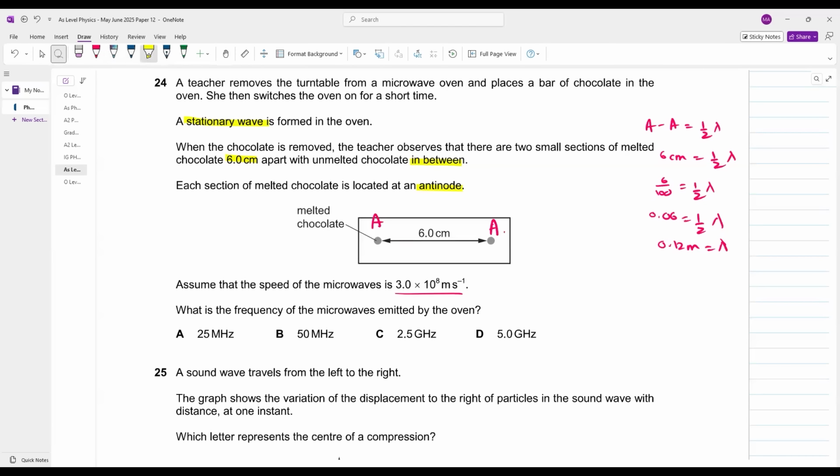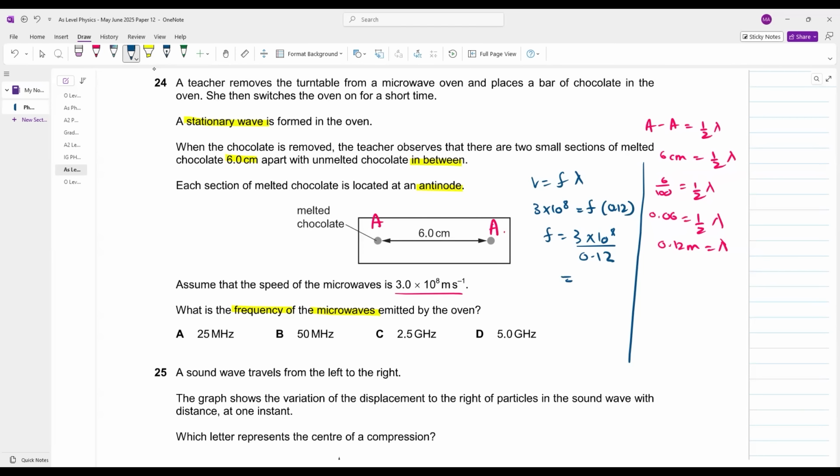Now, how will you calculate the frequency of the microwaves? Very, very easy. You will say v equals f lambda. Velocity is 3 into 10 to the power 8. Frequency we have to find. Wavelength is 0.12. Can you calculate the frequency as 3 into 10 to the power 8 divided by 0.12? What will the frequency come out to be? 3 into 10 to the power 8 divided by 0.12.